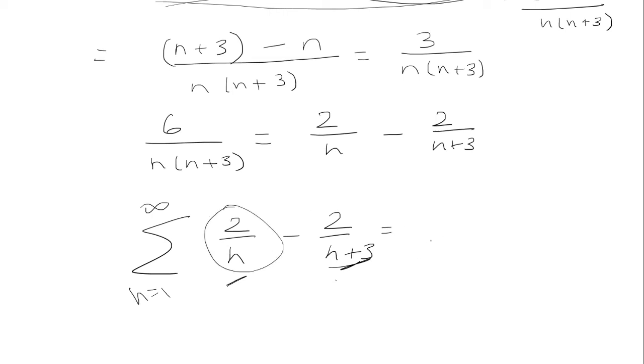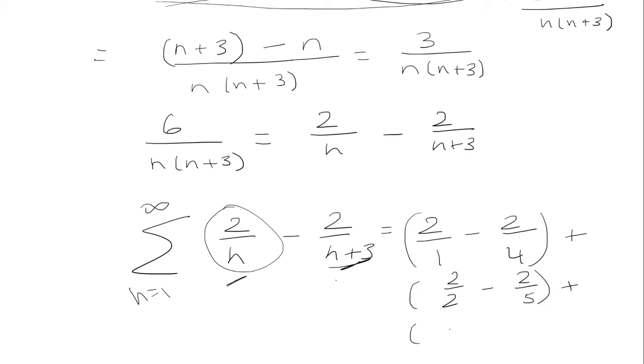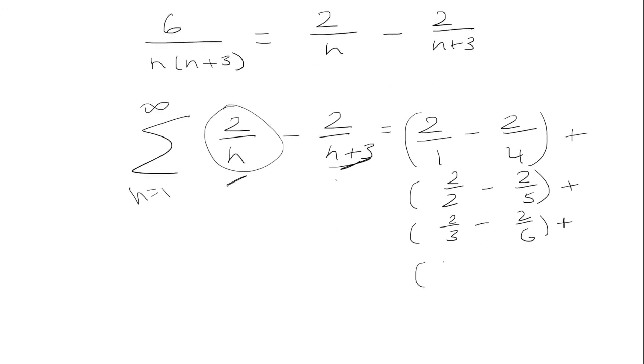But let's see how that works. If n equals 1, you have 2 over 1 minus 2 over 4, plus, if n is 2, you have 2 over 2 minus 2 over 5, plus, if n is 3, 2 over 3 minus 2 over 6, plus, now we go n equals 4, it's 2 over 4 minus 2 over 7. Let's just do one more. Okay, so you just go on forever.